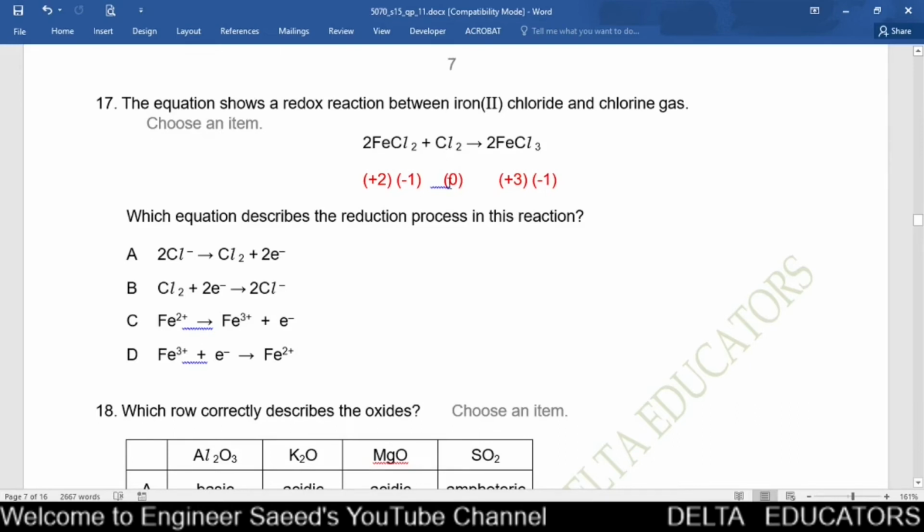Whereas in chlorine, the oxidation state is changing from 0 to -1. Means here this chlorine gained one electron, and gain of electron is called reduction. So here we can say this chlorine gains electron and it is converted to chloride ion. And the same thing is shown in option B, that chlorine gains 2 electrons and it is converted to chloride ion. So here our correct option is option B.